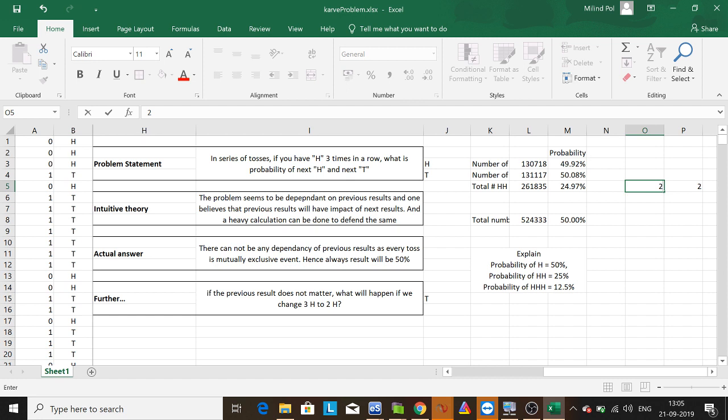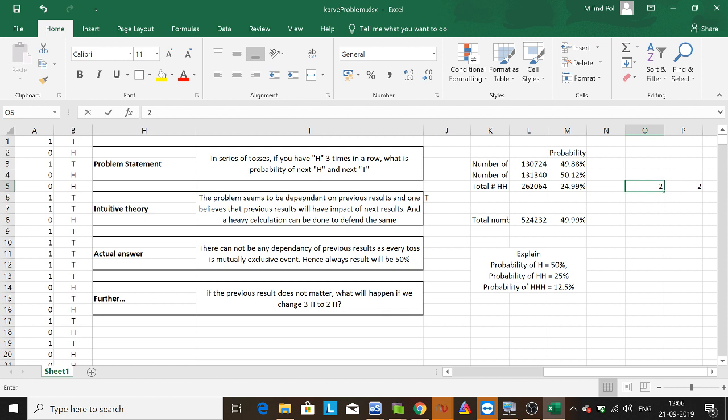So whether you try to calculate for 2 H's in a row, or for 3 H's in a row, or 10 H's in a row, the calculation is always going to be 50% only, because these are mutually exclusive events.